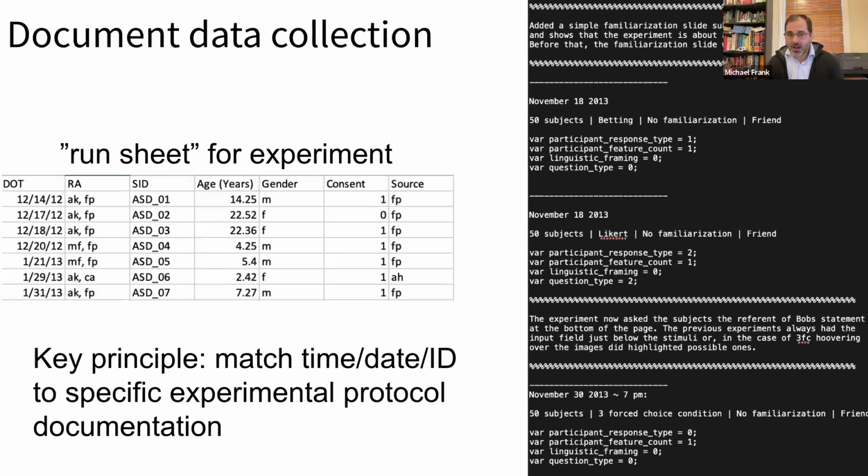Okay, final piece here is that you need to document your data collection. Often in my lab, this means that there is a run sheet for a particular experiment. A run sheet is a sheet that says the date of test, some kind of age measurement, who did the testing, the participant ID, and some other metadata.